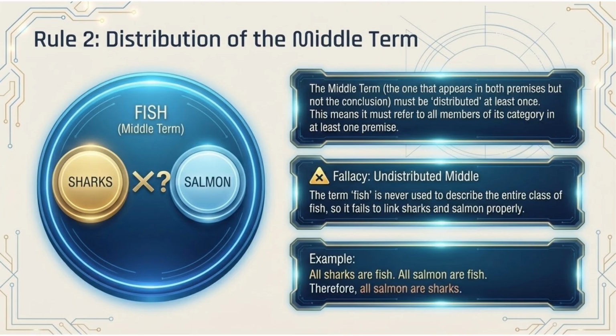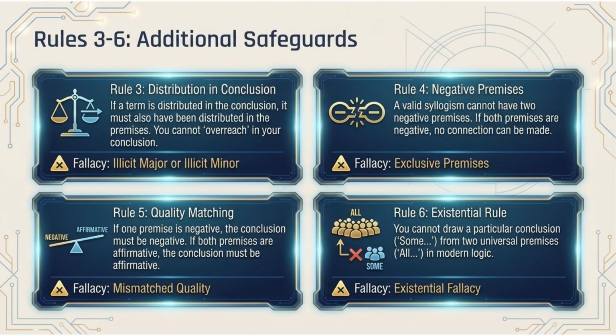Rule 2 is the distribution of the middle term. The middle term must be distributed at least once, meaning it must refer to all members of its category in at least one premise. The undistributed middle fallacy occurs when this rule is broken. Rules 3 to 6 provide additional safeguards. They cover distribution in the conclusion, avoiding 2 negative premises, matching the quality of the conclusion to the premises, and the existential rule regarding universal and particular conclusions.